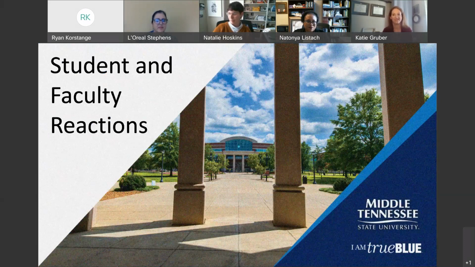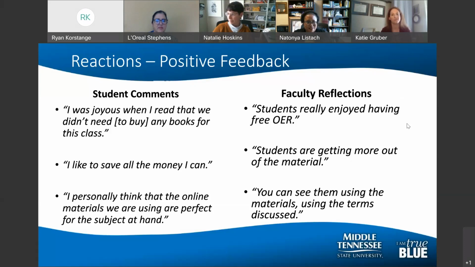So overall faculty and student reactions, thankfully we had a lot of positives here. And the first positive that we want to note is the money aspect. Students don't like spending money, just like we don't like spending money sometimes. Students said, "I was joyous when I read that we didn't need to buy any books for this class. I like to save all the money I can." So we were trying to help them out, and we were able to help them out with this OER content.